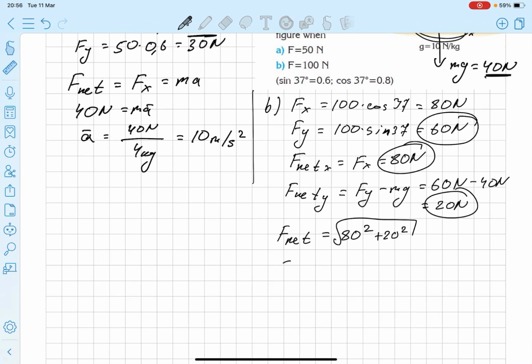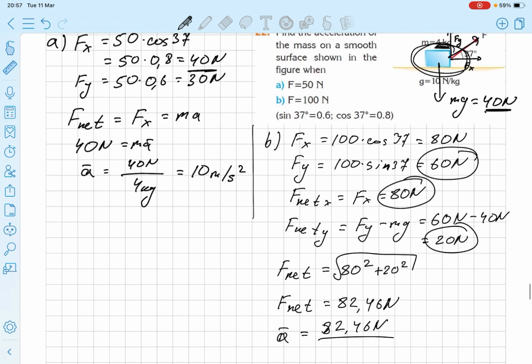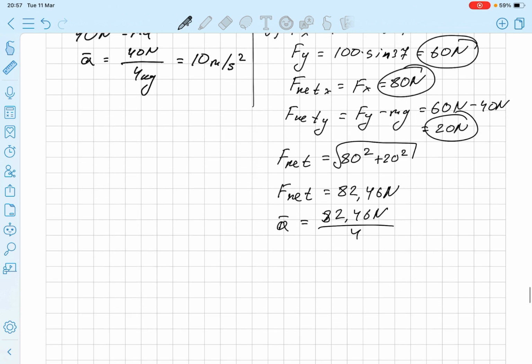It will be 82.46 newtons, yeah. So the acceleration of the object is gonna be 82.46 newtons over the mass. The mass is 4 kilograms. Over 4, it will be 20.61 meters per second squared. That's it.